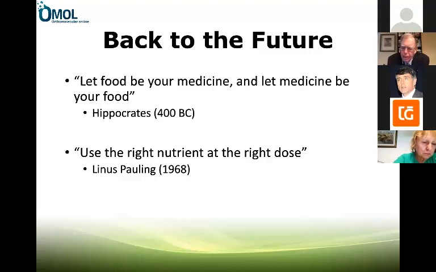Now, that comes from the fact that four generations ago, every child in America and probably throughout the world took a tablespoon of cod liver oil. No child could leave the house unless they had a tablespoon of cod liver oil. One tablespoon of cod liver oil contains 2.5 grams of omega-3 fatty acids.